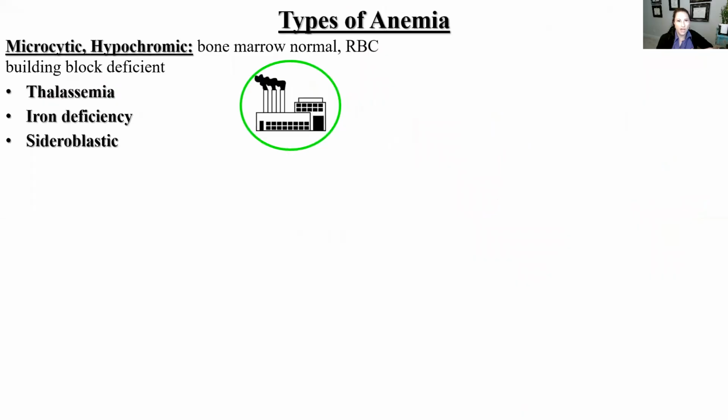Next, let's talk about our types of anemias. And I want you to categorize these by what is making them up. So our microcytic hypochromic anemia, that's going to be our small, pale cells. In this, our factory is normal, so our bone marrow is normal. That's circled in green. It's working just fine. The problem with these anemias is that they have a deficiency in red blood cell building blocks. So our 3 different types of microcytic hypochromic anemias are going to be thalassemia, iron deficiency anemia, and sideroblastic anemia.